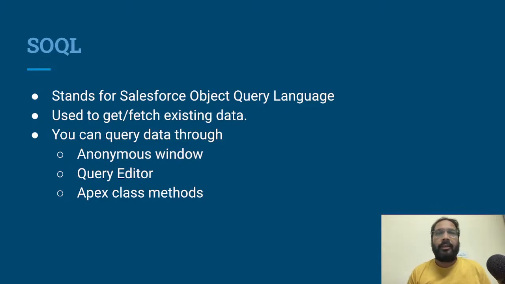We have 3 different ways where we can write SOQL. The first one is the anonymous window, where we can write code temporarily. Then we have the query editor, where we can just write SOQL and see whether we are able to fetch the data or not. And last is Apex class methods, where we can write the code and it will be saved permanently in your org, right?